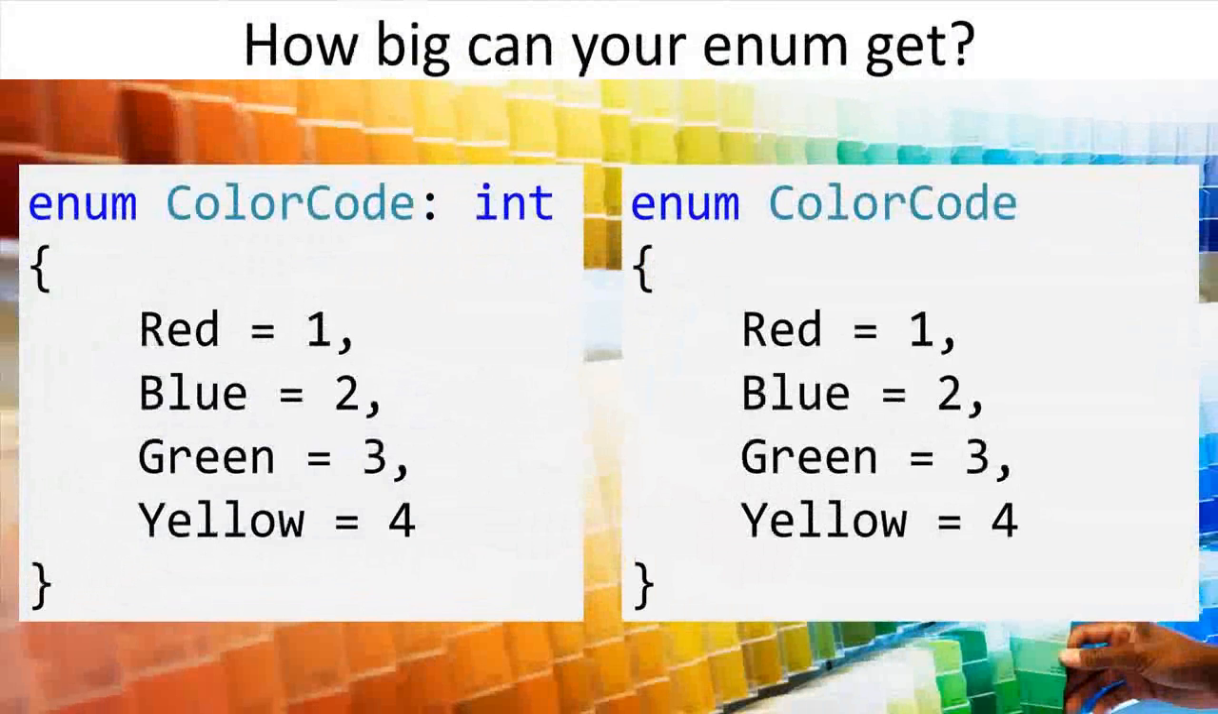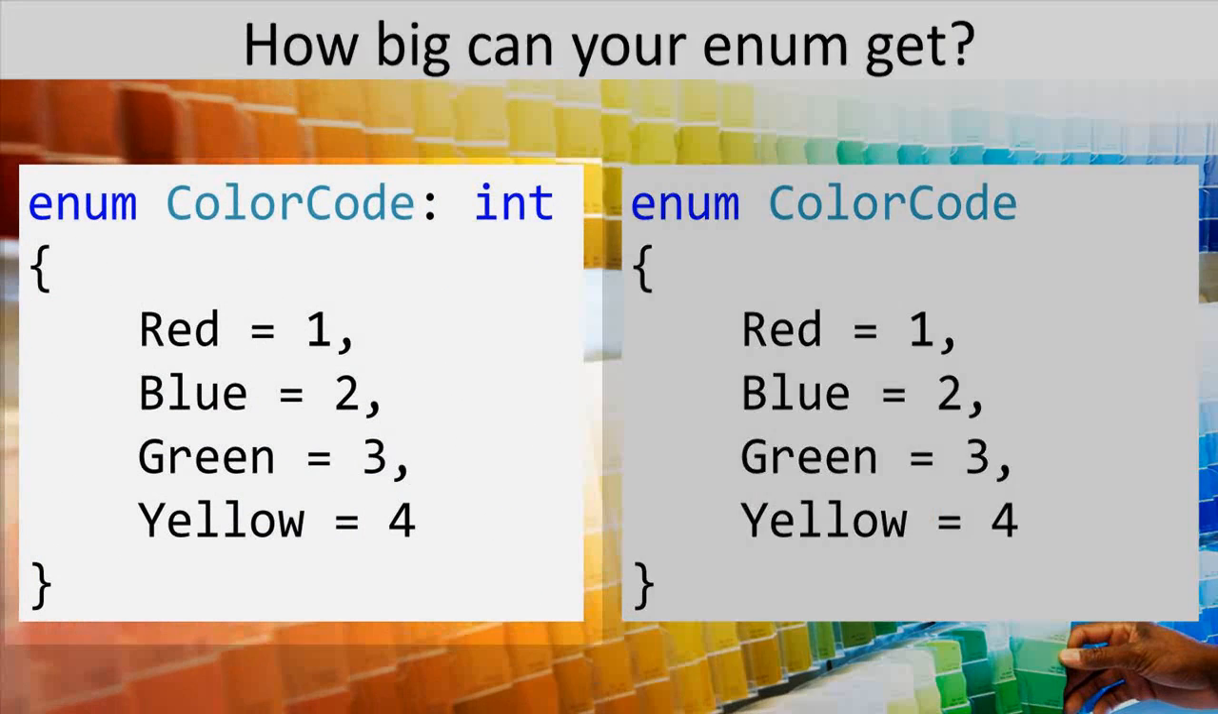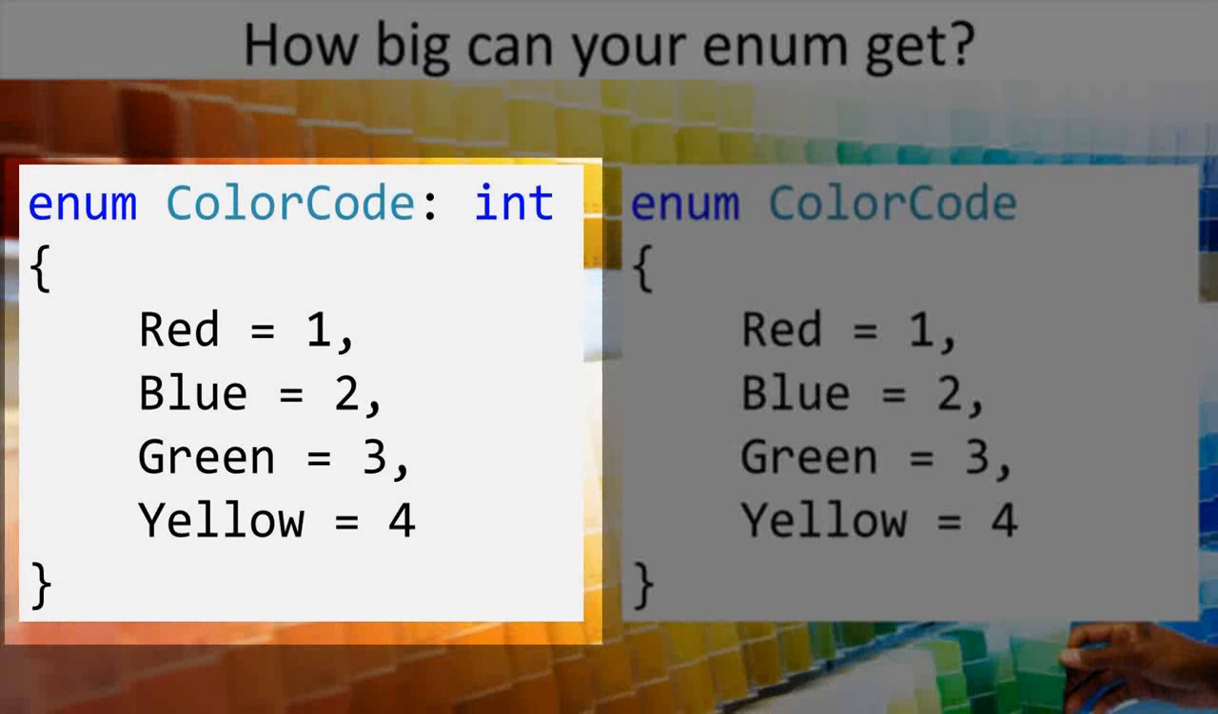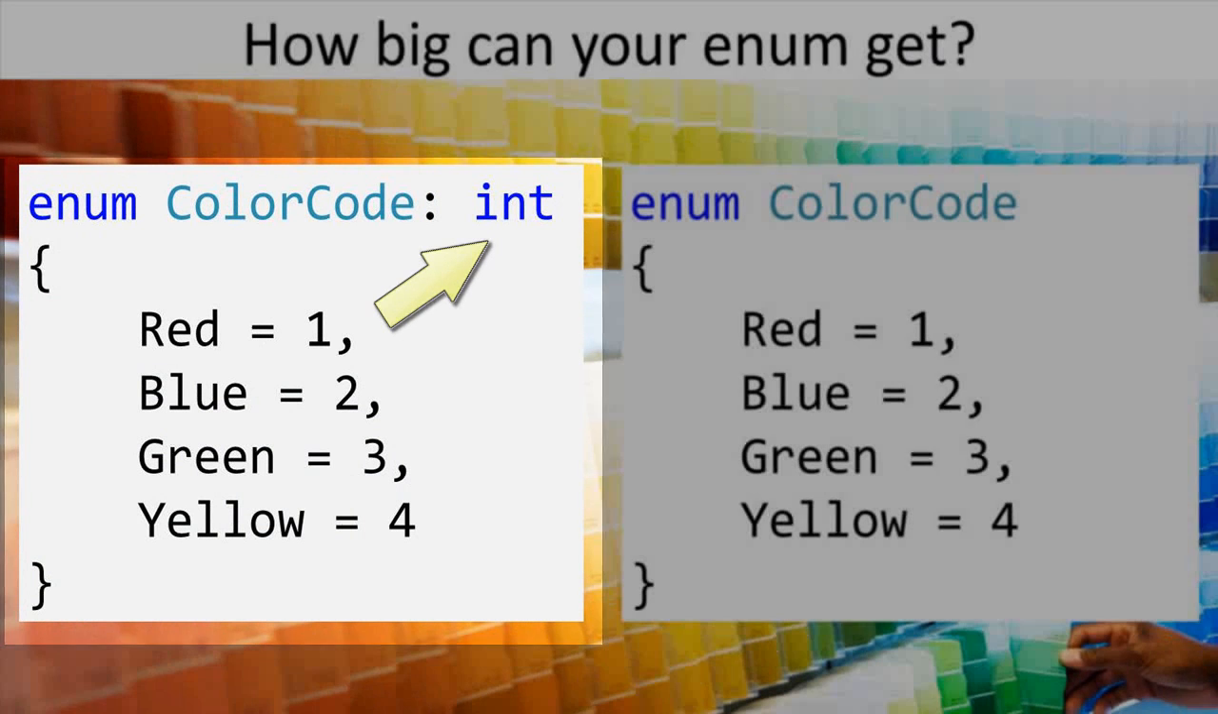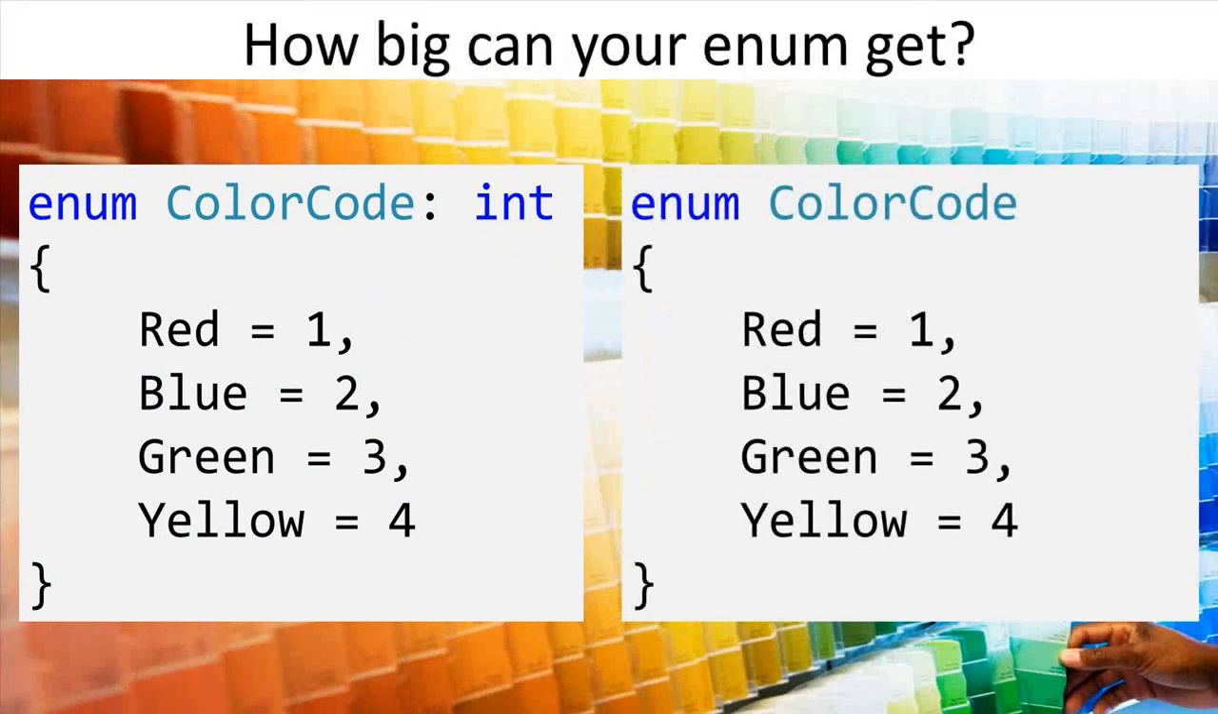When we define an enumeration type, by default it becomes an integer type enum. Our color code enum could also have been written the following way explicitly. Here we have mentioned the underlying data type for the enum as being an int. But if we don't specify, the enum chooses the underlying data type to be an integer. So these two pieces of code are doing the exact same thing.